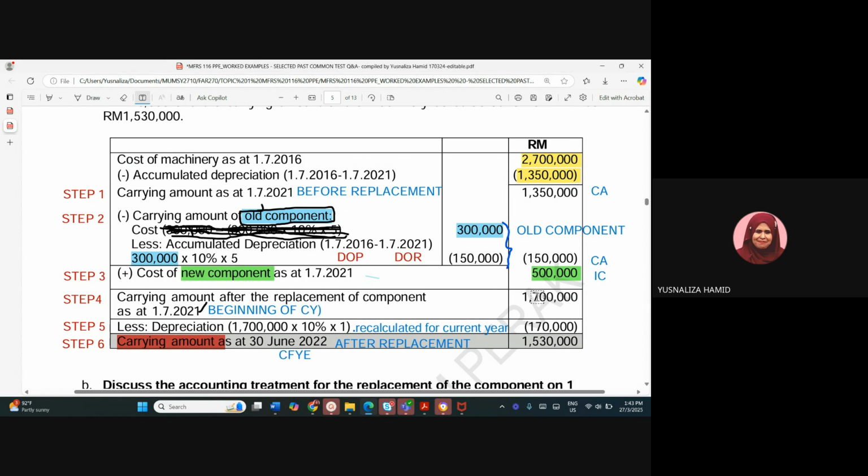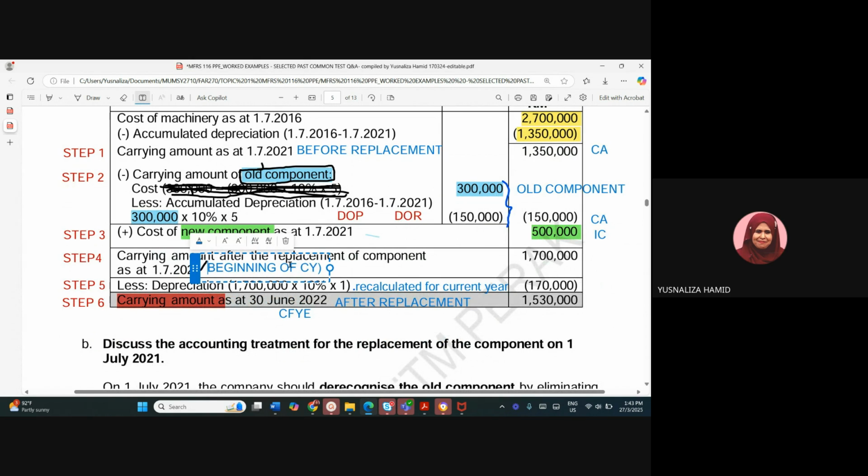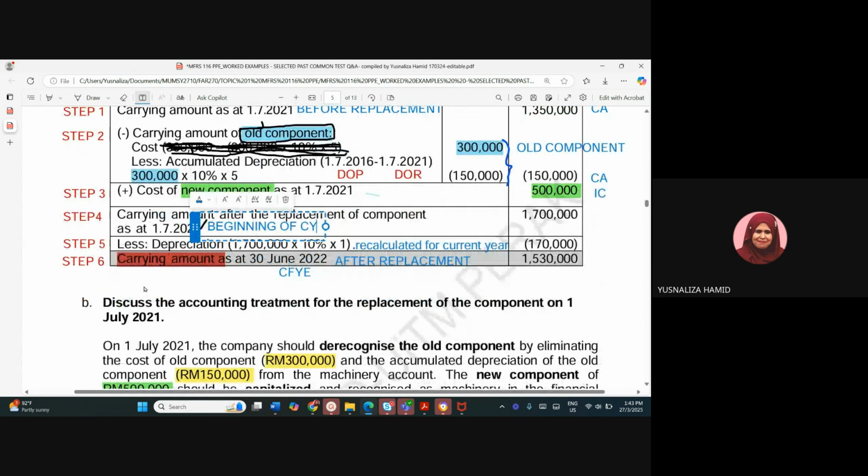So now the next step is the carrying amount after the replacement of the component. So now it becomes 1.7 million, as at 1st of July, the beginning of the current year. As I say, it can happen any time during the year. So now, at the end of the year, 30th of June, depreciation is calculated as at 30th of June 2022 for the current year, which is 170,000.